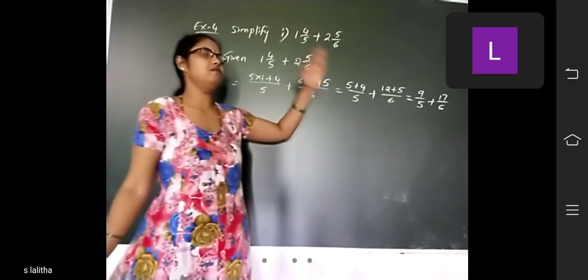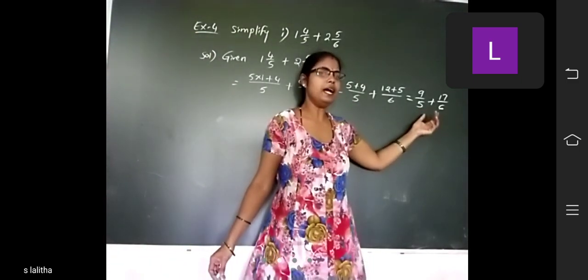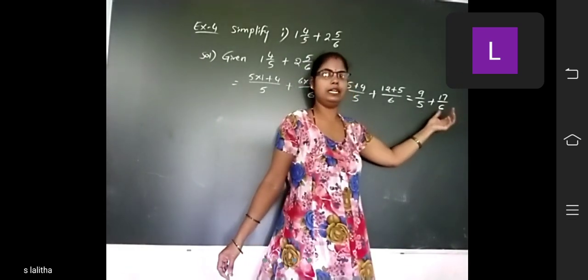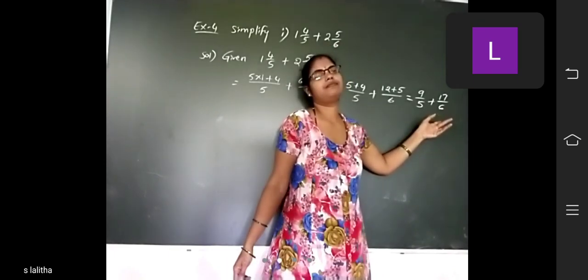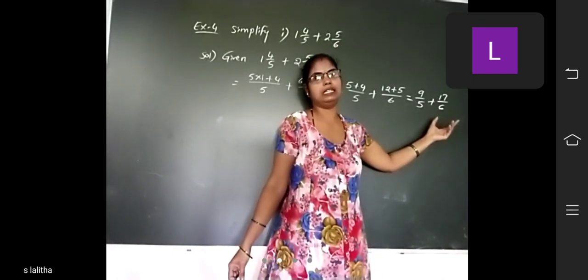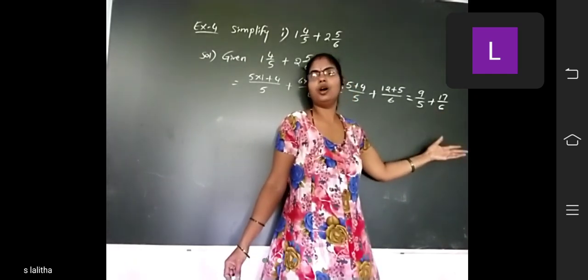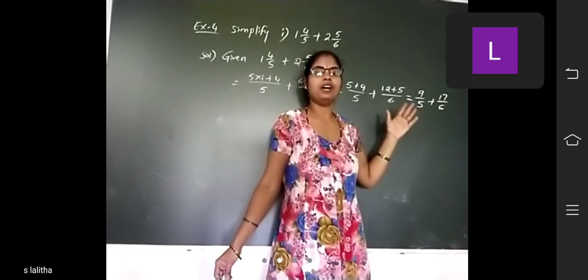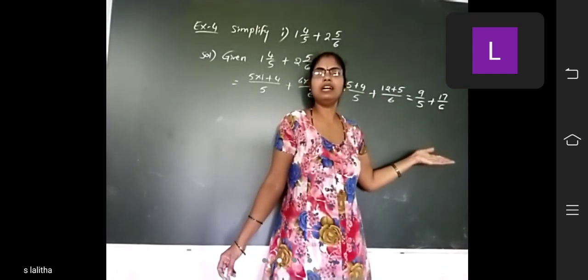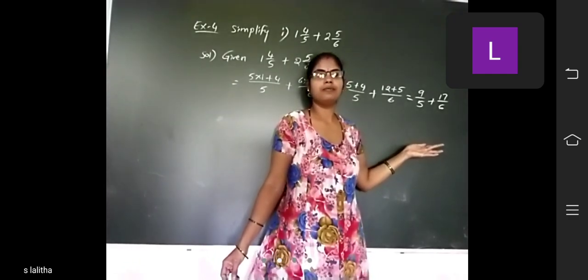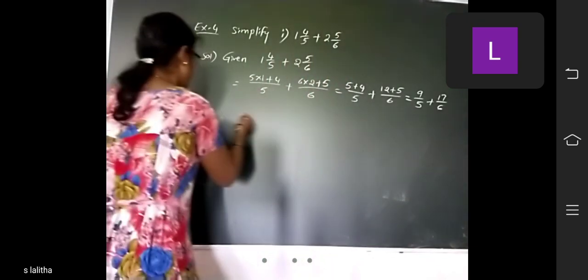So now we have converted into improper fractions. Now you have to do addition. But here denominators are different. So which type of fraction is this one? Unlike fraction. So can you do unlike fractions addition? No, we can't. So what can you do? First you have to convert into like fractions, then you should add. So how to convert to like fractions? Find the LCM of denominators. So what are the denominators?